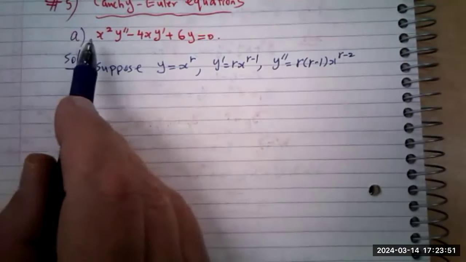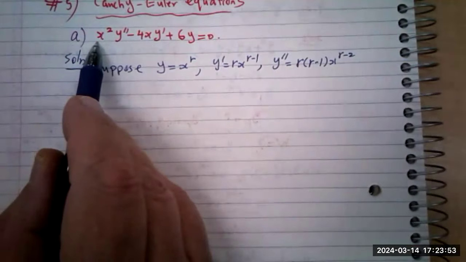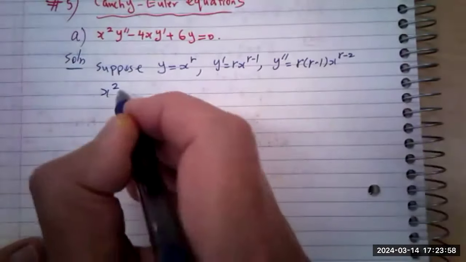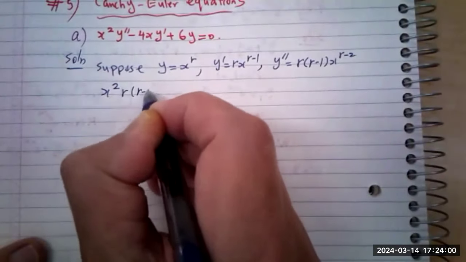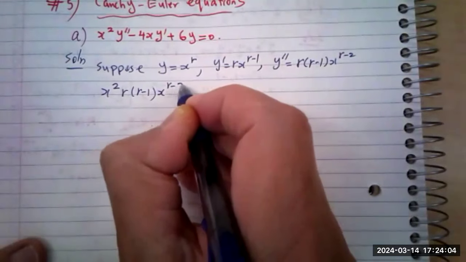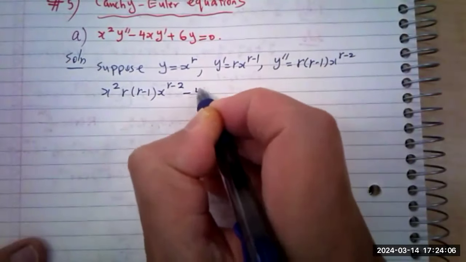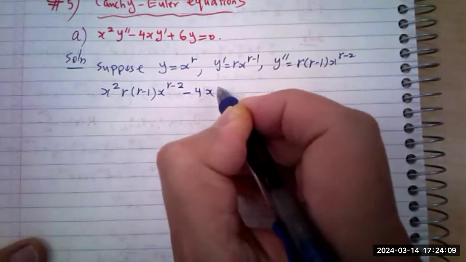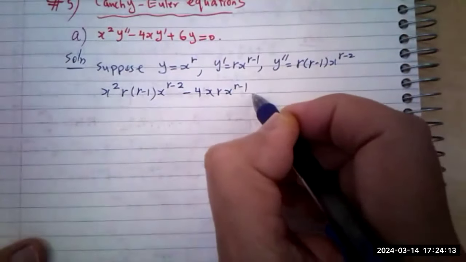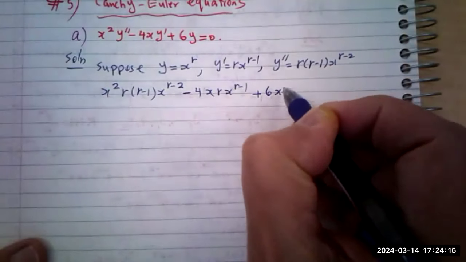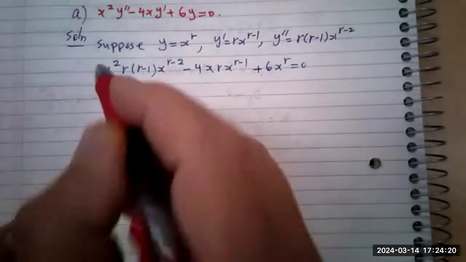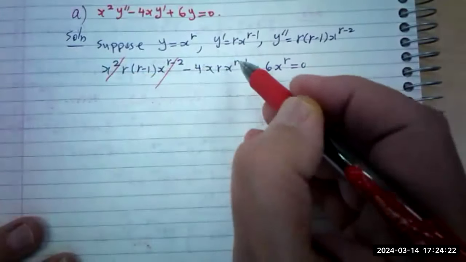So going back to the equation, substitute here. That gives you x squared y double prime, it's r times r minus 1, x to the r minus 2, minus 4x y prime, which is r x to the r minus 1, plus 6y, 6 x to the r, equal to 0. Okay, all the x's, drop them.